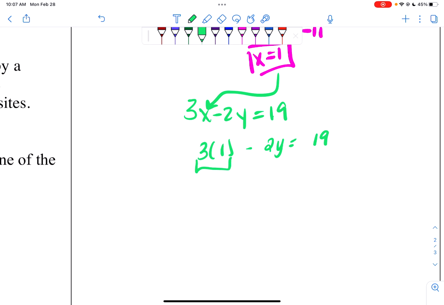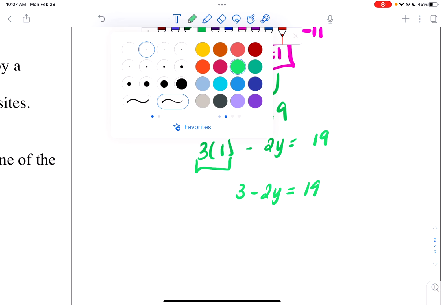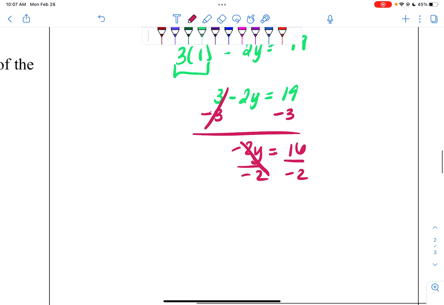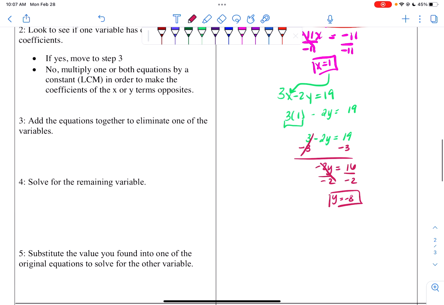Plug in 1 for x. Simplify, so 3 times 1 is 3. Only way to get rid of this positive 3 is by subtracting 3. So subtract 3, subtract 3. I get negative 2y equals 19 minus 3 is 16. And then divide by negative 2, giving me y is equal to negative 8. So my final answer would be 1 comma negative 8.